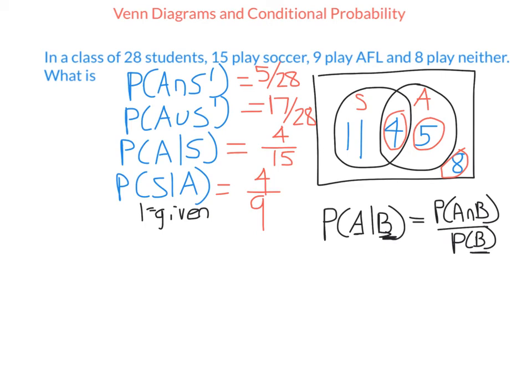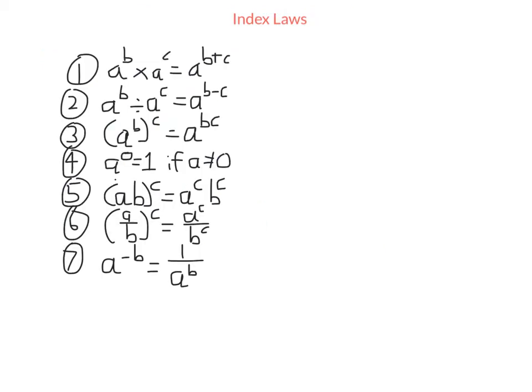All right, let's go to our last topic of indices. You need to know 7 index laws. So here are the 7 index laws. This first one says if you multiply bases, you keep the same base and add the powers. So if you have something like x to the power of 2 times x to the power of 3, x is the base, so we're going to keep the same base and we're going to add the powers.